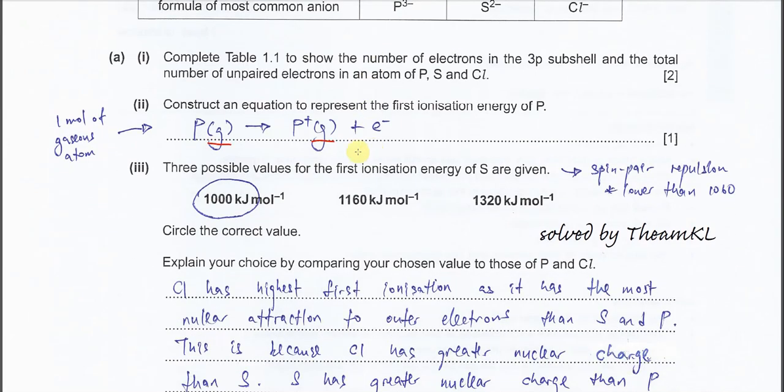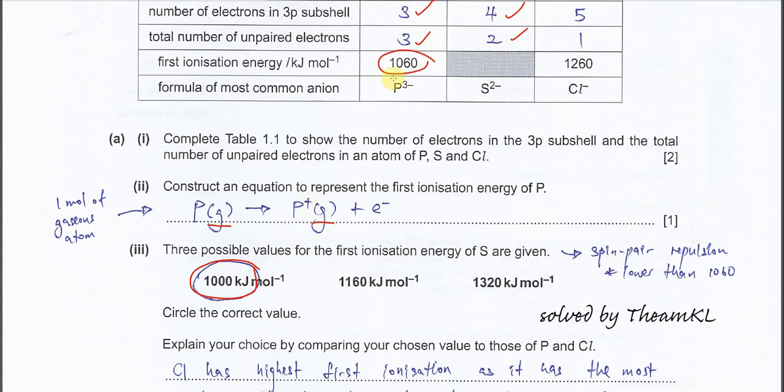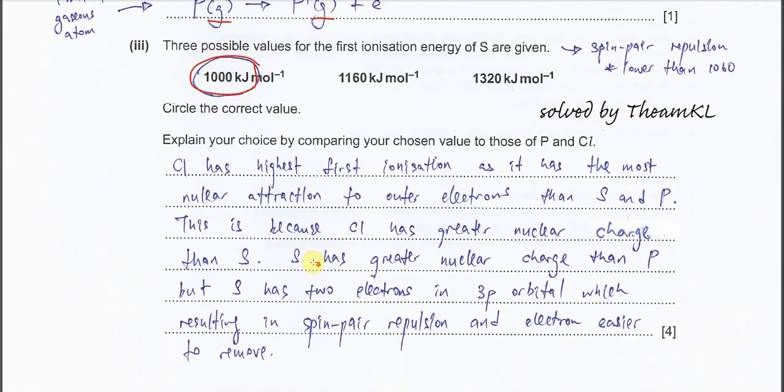In part 3, we just have one choice, which is 1000. Because phosphorus is 1060 and 1000 is lower than 1060, so we choose this. And you need to explain your choice by comparing your chosen value to those of phosphorus and chlorine. This means you need to explain and compare sulfur with chlorine and phosphorus.